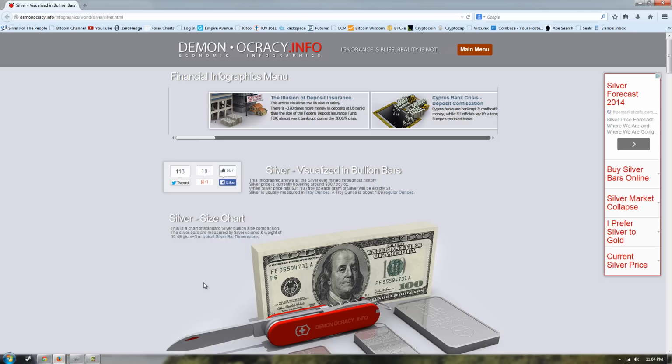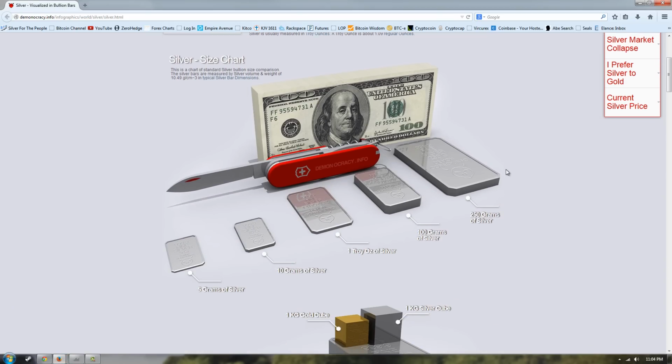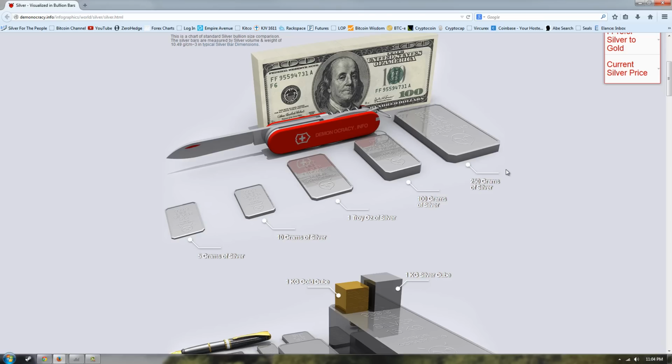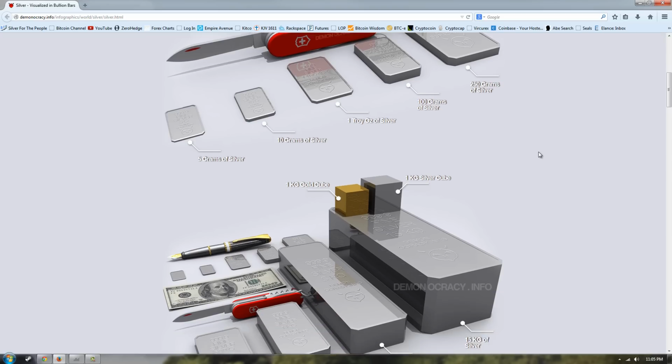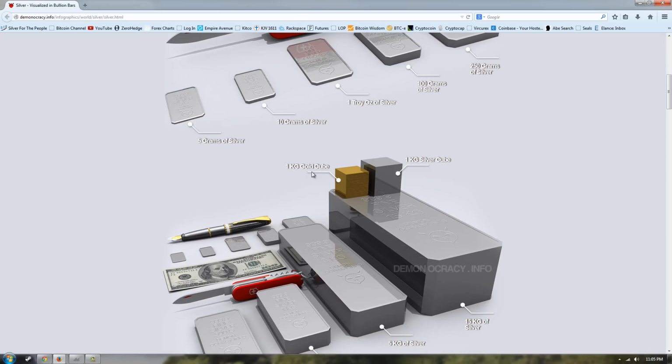And this is silver visualized. I just wanted to bring this up to point out some things so that we can get an idea of how much silver there is and whether or not we believe that that 14 billion is accurate. So here, of course, are the small sizes. You can see 5 grams, 10 grams, a troy ounce of silver compared to a pocket knife, etc. You can also see here a kilogram gold cube compared to a kilogram silver cube. And you can see the size difference.